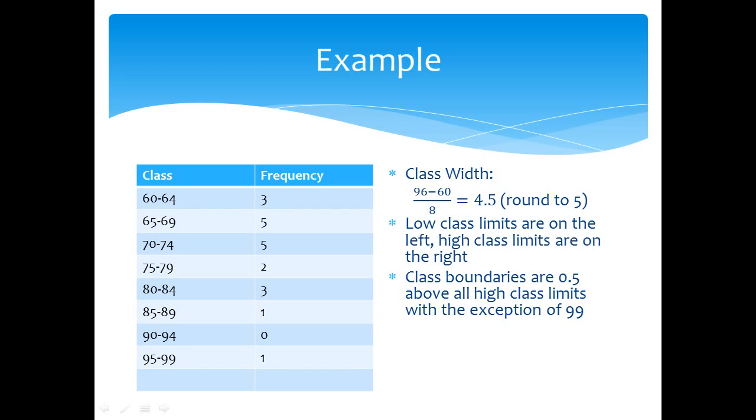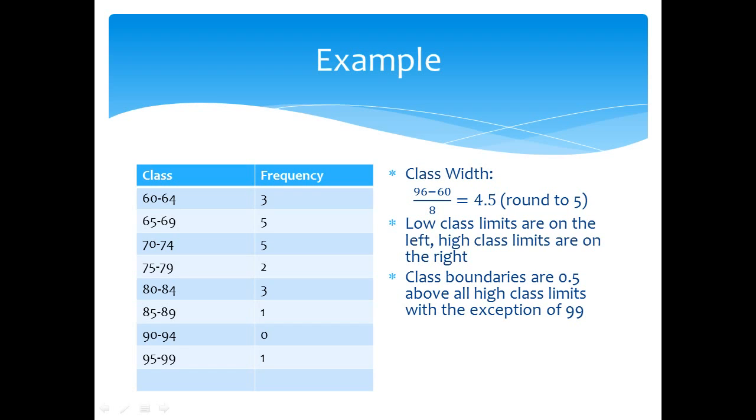Your class boundaries are 0.5 above all the high class limits. So for the first one there, it's 64.5, and going down it's 69.5, 74.5, 79.5, 84.5, 89.5, 94.5, and we leave the last one alone. We don't need a boundary on the last one because of the fact that that's our high score anyway.